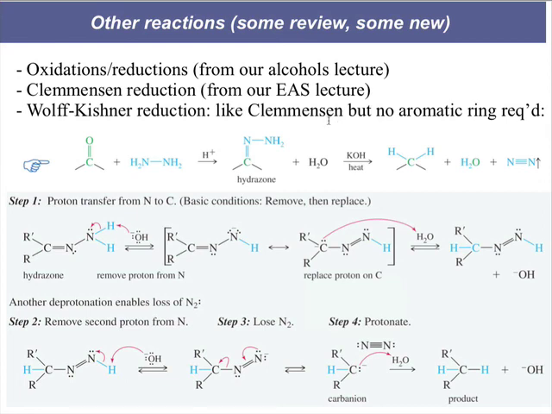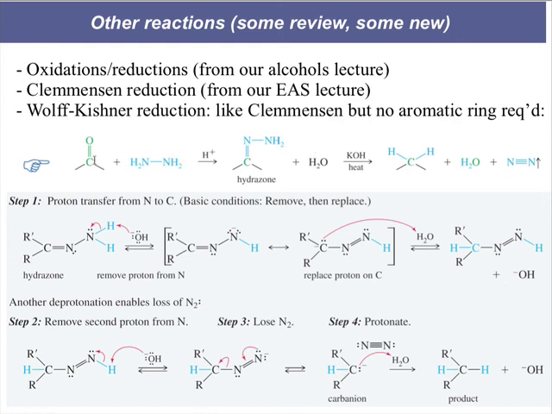The Clemmensen reduction does it when the carbonyl is attached to the aromatic ring. It also uses acidic conditions. The Wolff-Kishner reduction does not require the carbonyl to be attached to an aromatic ring. It can be aliphatic. These can just be regular R groups. Also notice that this uses basic conditions.